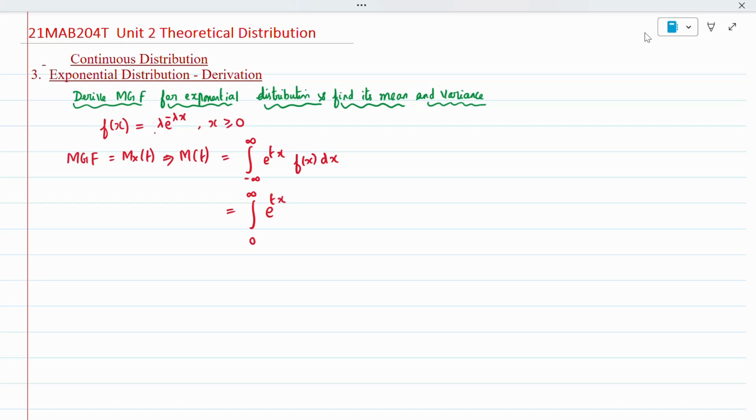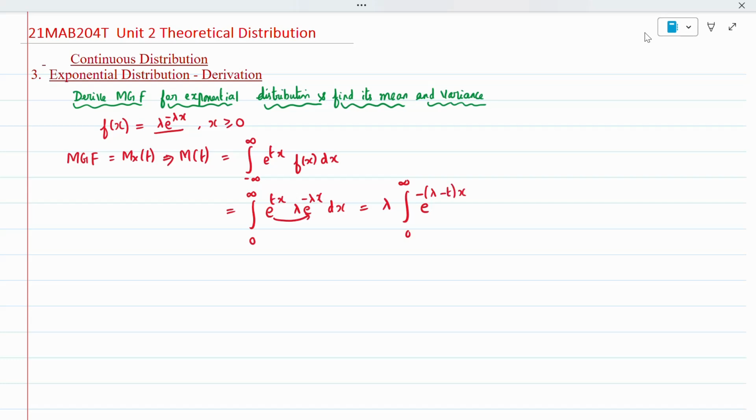f of x we have to substitute: lambda into e to the power minus lambda x. Both are exponential functions, so we combine them. Lambda is a constant, so I will take it outside. When I combine, always remember that for an exponential function you take the minus symbol on the first term. So e to the power minus x, and x can be taken outside: lambda minus t, into x.